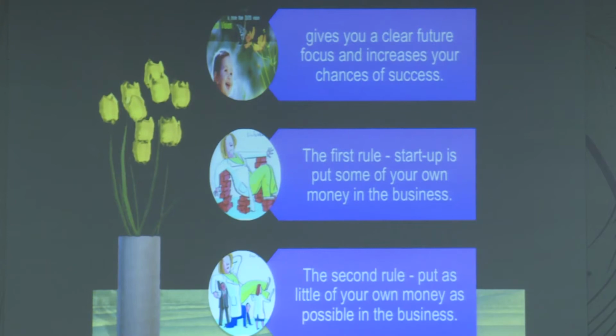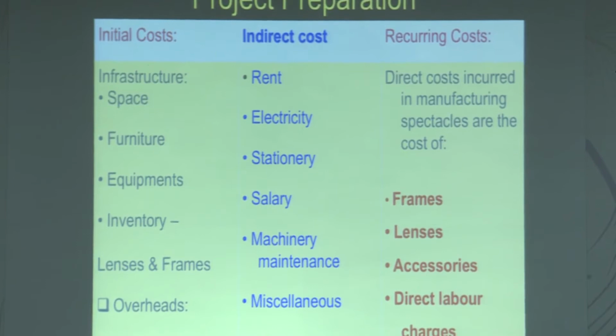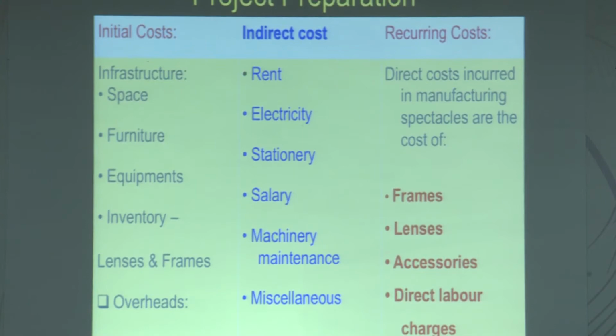So you need to write down what you are going to plan. What is the initial cost, what is the indirect cost, and what are the recurring costs? These are three important parameters when you are planning an optical unit. The infrastructure is very, very important. You need space. Space is very, very important for getting a good clientele. In some places, space may be difficult, but you have to design accordingly. For example, in places like Delhi or Mumbai, where the landscape is very difficult and space is at a premium, you have to really plan it well. Furniture, equipment, and all this you need to plan. The inventory is basically, to start with, the frames and some lenses, and the overheads you have to put in.